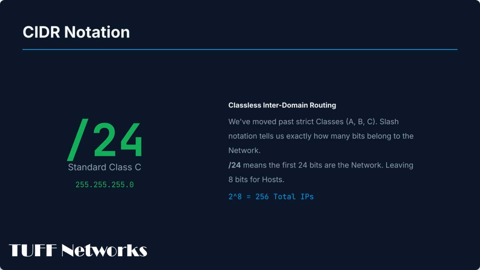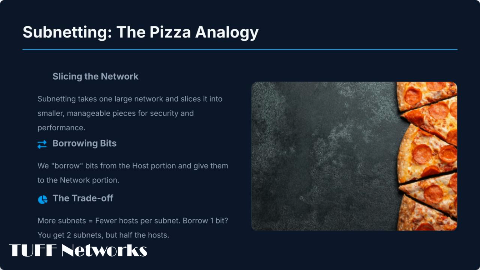Now let's tackle the beast, subnetting. This is the #1 reason people fail their CCNA on the first try, but it's actually just simple division. Subnetting is the act of taking one large network and slicing it into smaller, more manageable networks. Why do we do this? 2 reasons: performance and security.